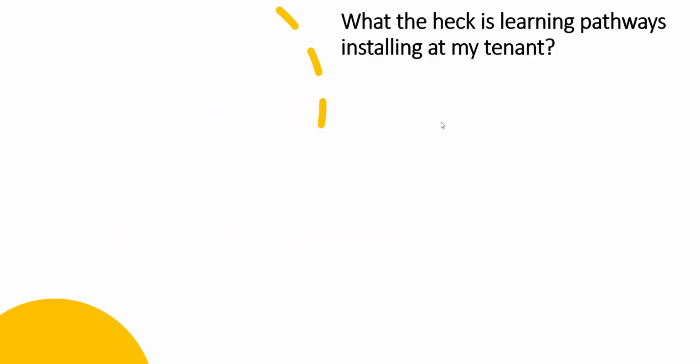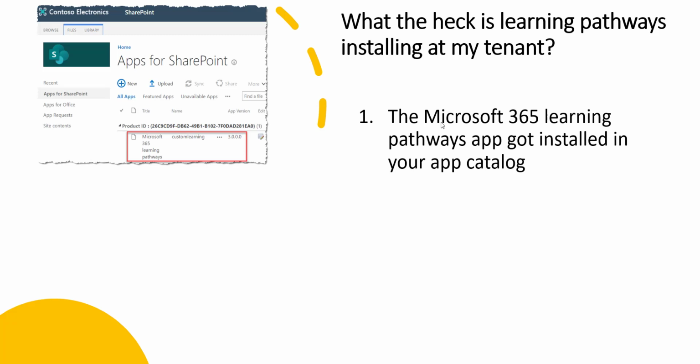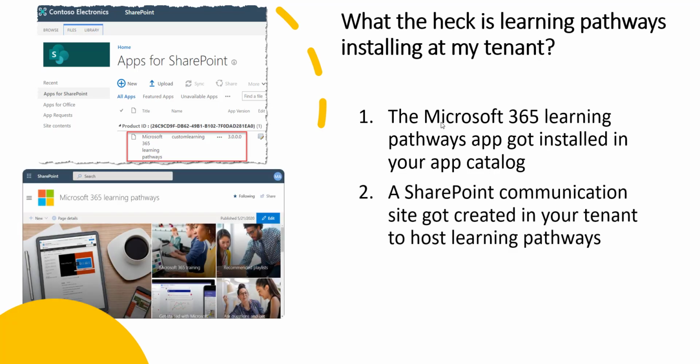The question becomes, once you install it, what the heck is Learning Pathways installing in my tenant? Because obviously it is installing something within your tenant, right? So it's good to know exactly what it's doing. The Microsoft Learning Pathways app gets installed in the app catalog. Okay, that's the first thing. And second thing, the SharePoint communications site gets created. Wherever you identify you want it to be, it gets created over there within your tenant, and that's going to host all the configuration as well as the content links for Learning Pathways.